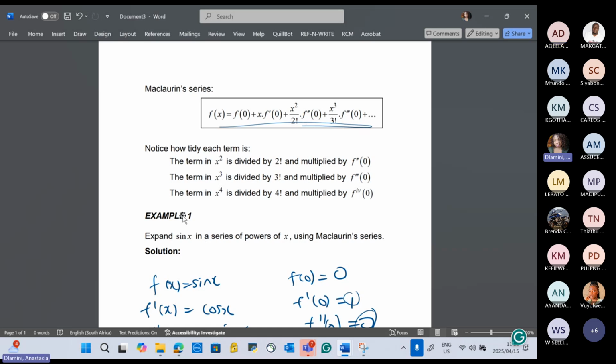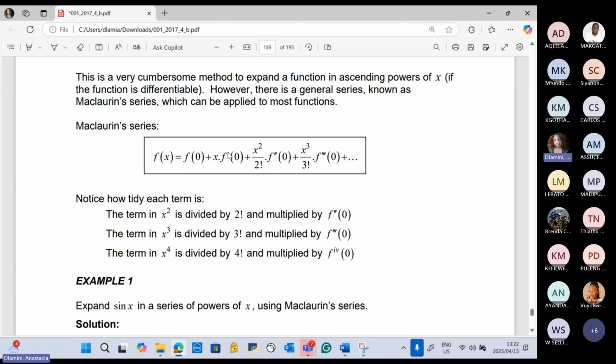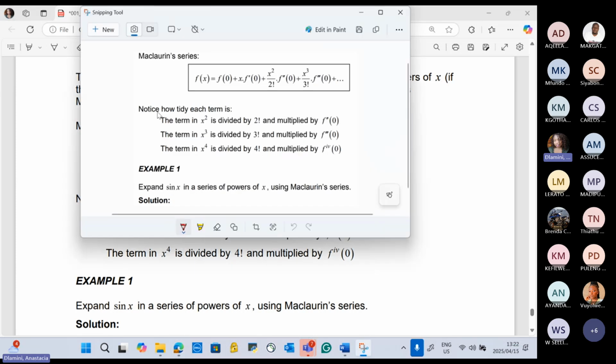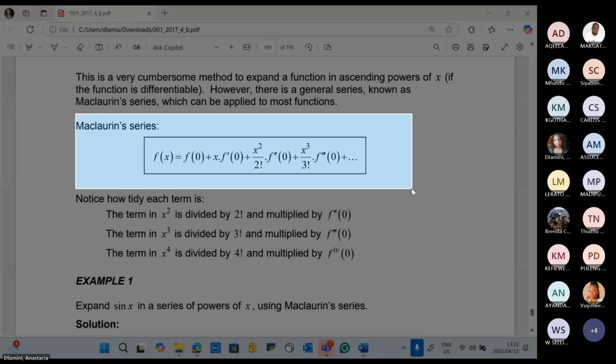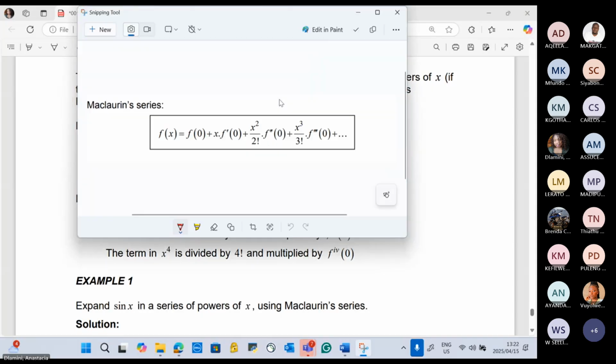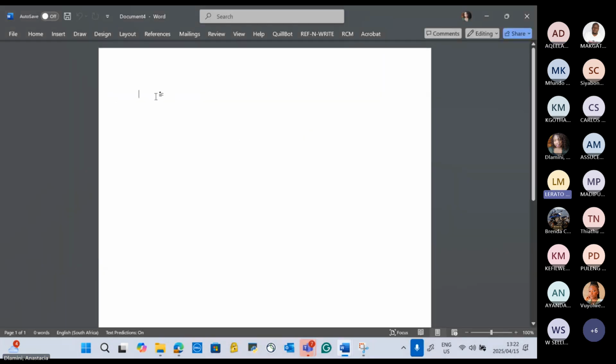Should you do another example for it, ma'am? Yeah, another one will be much more helpful. Okay, let's go and do the other example. Okay, I think I need to take the formula again. Here's the formula. Do you remember what factorial means, right? Yes, ma'am.